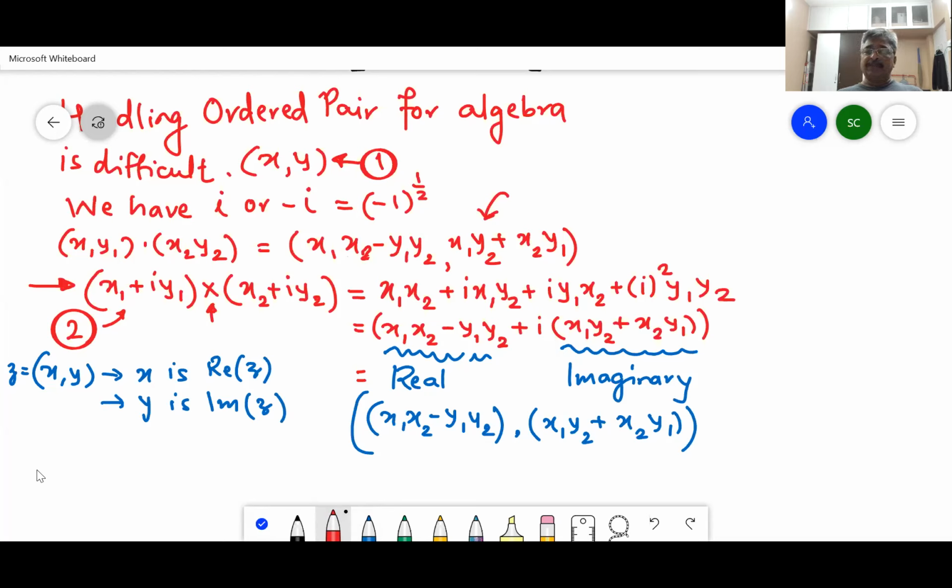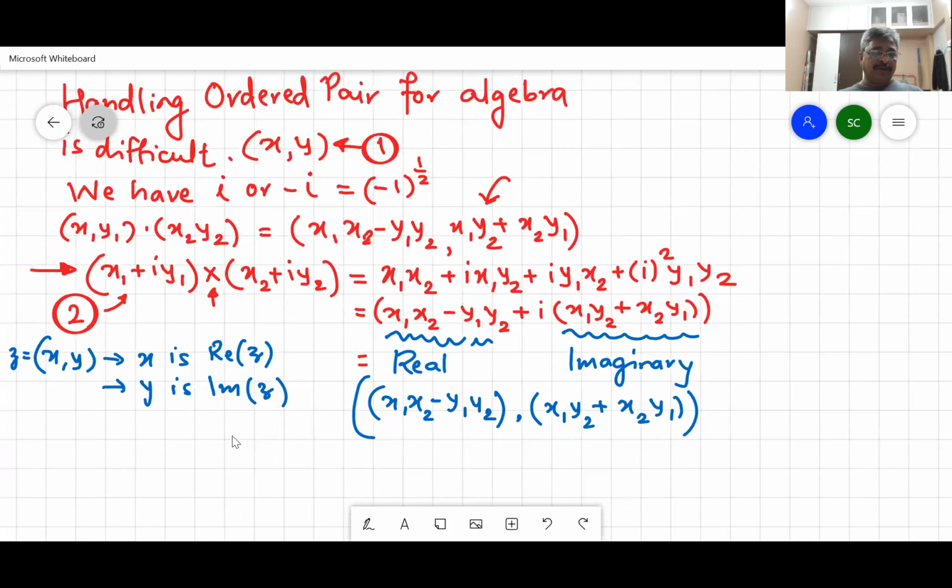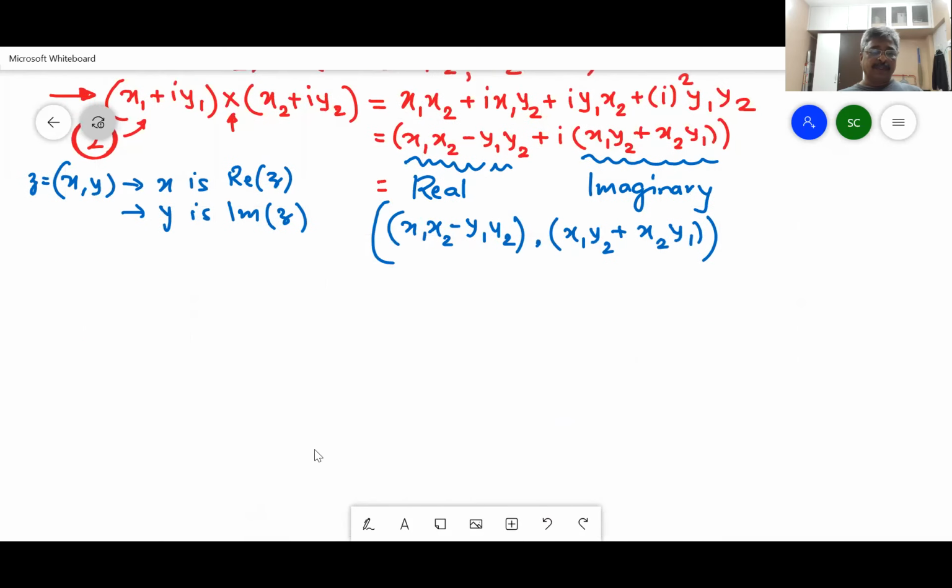Is this clear? So now, having got this, multiplication was the most difficult thing to check, so we have checked it. Now let us check whether addition also goes exactly the same way or not, and it will, because addition is relatively easy.